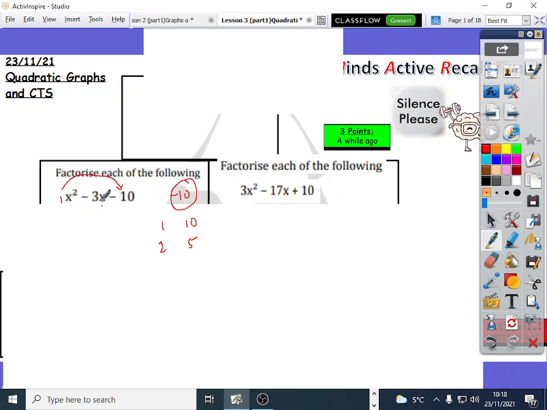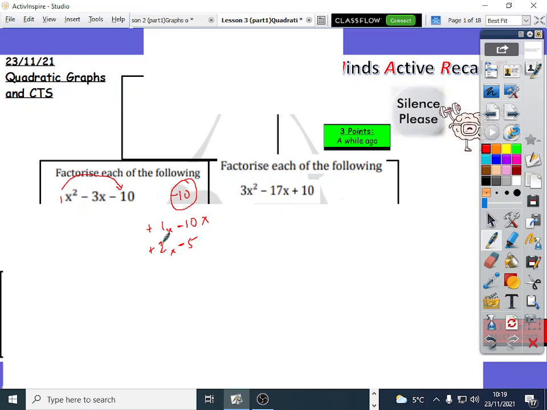Now, remember that when I sum these numbers, I want a summation of minus 3. So if I want the summation to be minus 3, that means the biggest number has to be a negative. Okay? And the smaller number will be positive. So the product of 1 times minus 10 will be minus 10, but the summation is going to be minus 9, because 1 plus minus 10 is minus 9. So this one's not going to work.